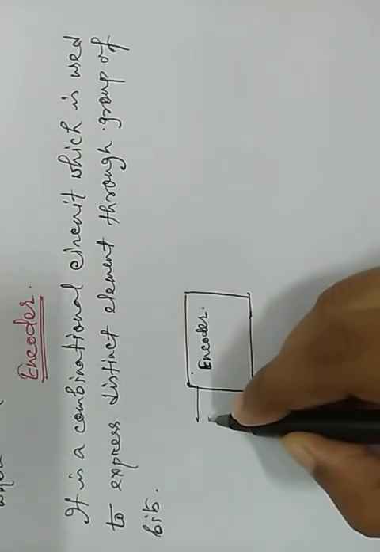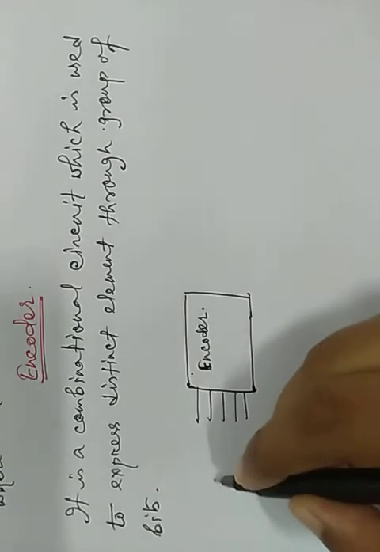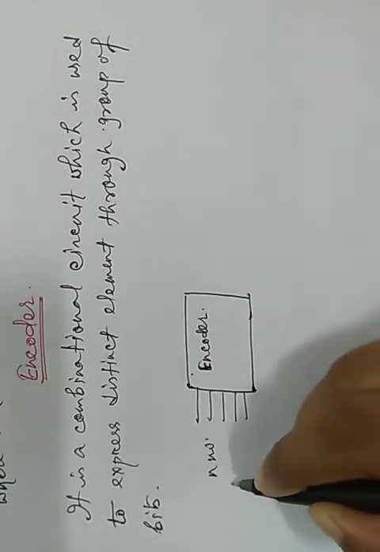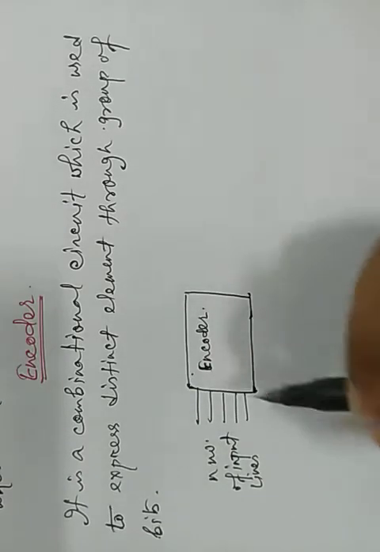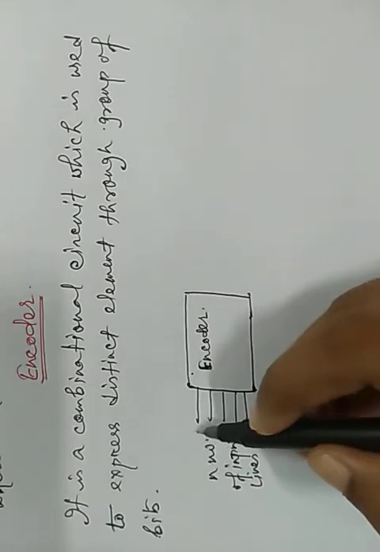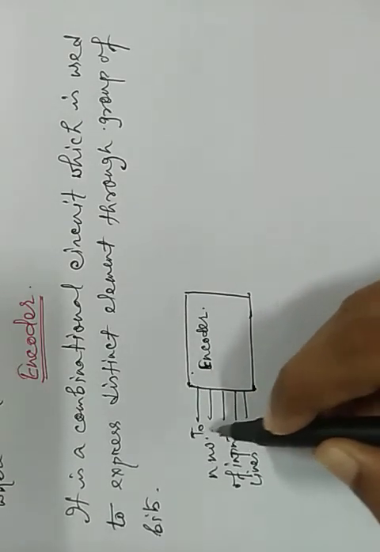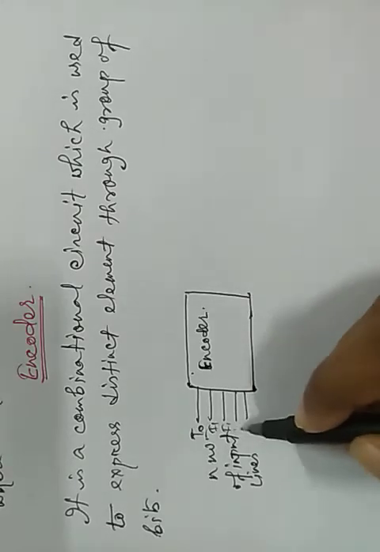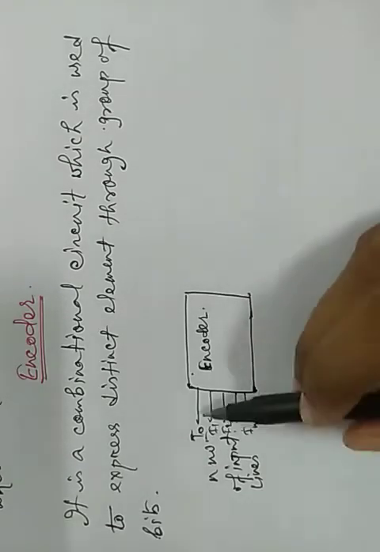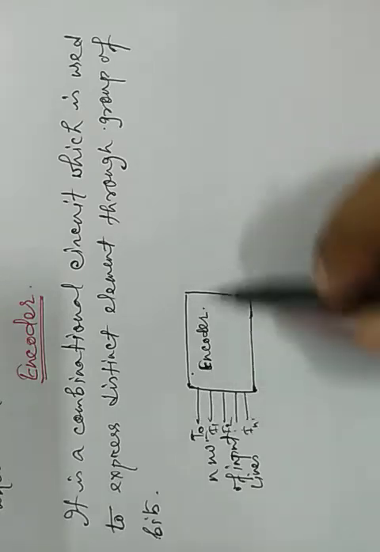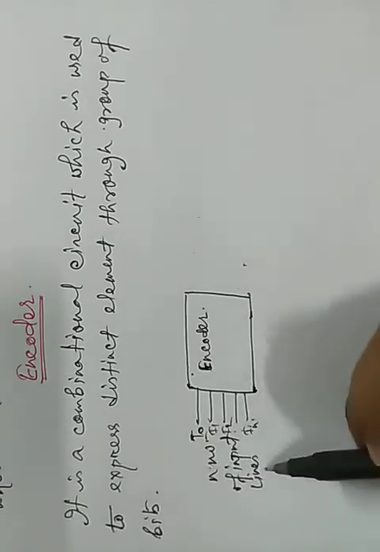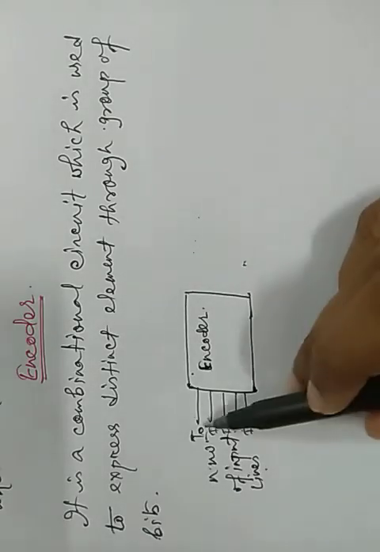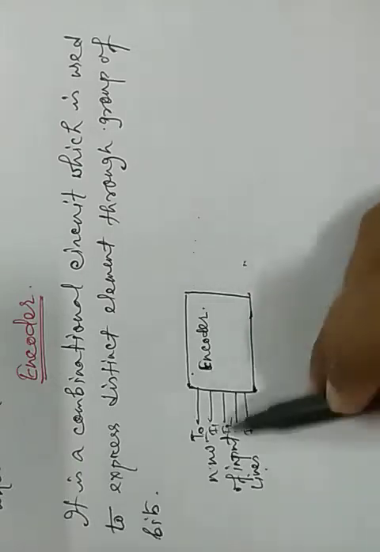Encoder. Suppose there are n number of input lines, I0, I1, I2, like this way, up to In. If we want to select any line individually, for n input lines there would be n output lines to select the n lines distinctly.